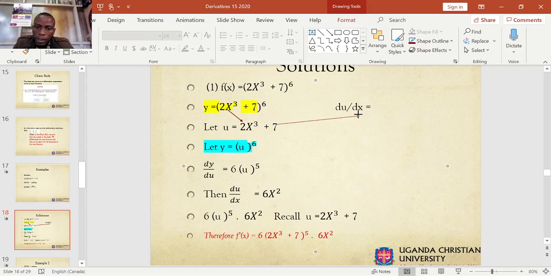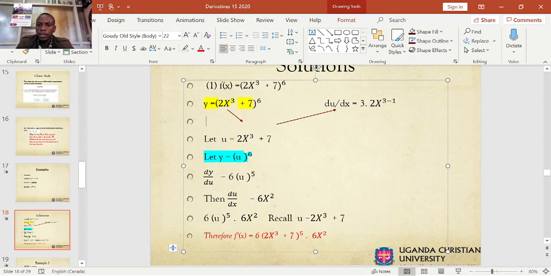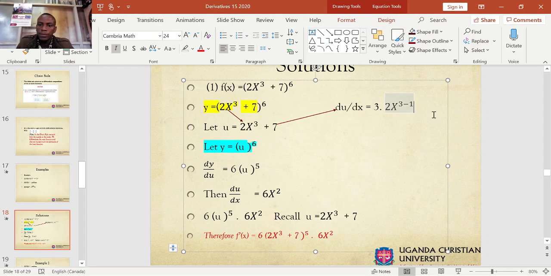we multiply by the power and then we subtract 1 from the power. So our power is 3, so we multiply by the 3. Alright, so it will be 3 times 2x to the power 3, and then this is minus 1. We subtract 1 from the power, plus, everything is plus, it's plus 0.